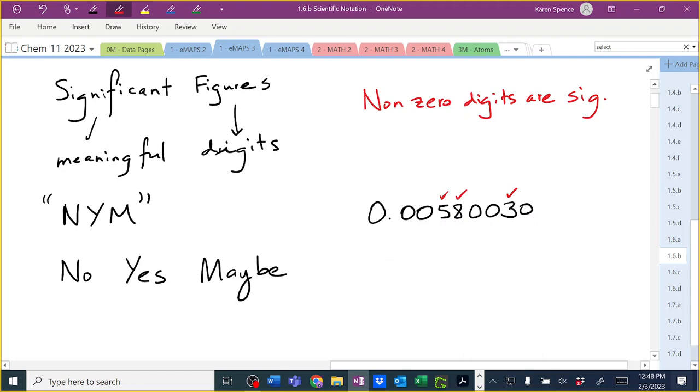Zeros are more complicated. Yesterday we learned a rule. This is the NYM rule, and those are for zeros on the left. We also have zeros in the middle, which would be in between non-zero digits, and we also have zeros on the right of non-zero digits, off to the right of the number, and those ones are maybe. So last day we learned the rule no, yes, maybe. And so we're all going to review that with each other.